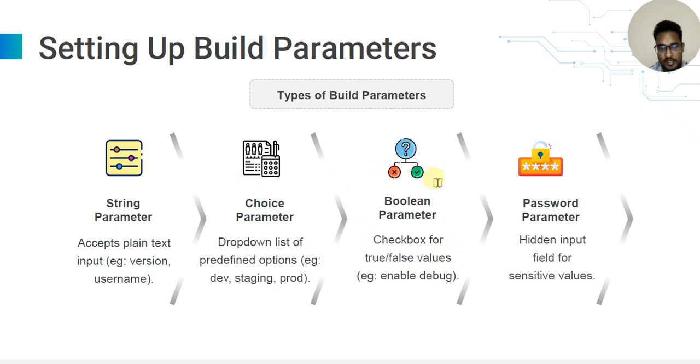Next is the Boolean parameter. It is a checkbox for true and false values. This is true, this is false. Example: enable debug. Password parameter is a hidden input field for sensitive values. Any field that is hidden is called a password parameter. The value is hidden and the password is not shown, so this is called a password parameter.